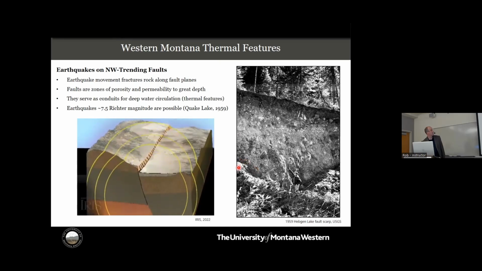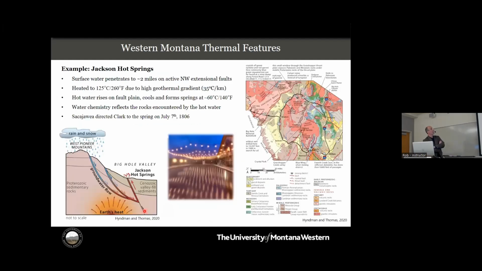And because there's movement, that's generating porosity and permeability along that fault plane for water to percolate down and up. So the hot springs, the thermal features are associated with these faults. Okay. All right. So an example, Jackson Hot Springs.